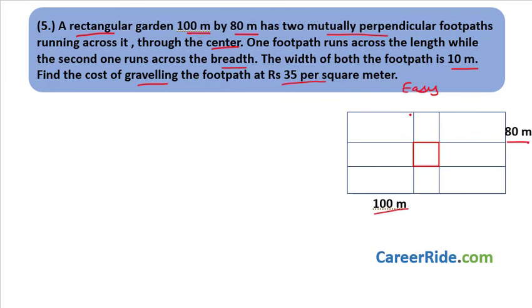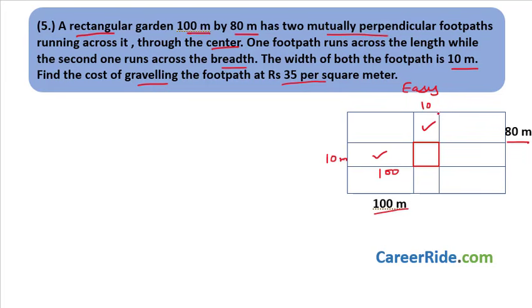Now it is said that there are two mutually perpendicular rectangular paths in the center. Okay, so let us see. This is the first path and this is the second path. And what is the width? The width is 10 meters. The width of this other horizontal path is also 10 meters. And what is the length of this horizontal path? It is parallel to the length of the original rectangle. So it will also be 100.